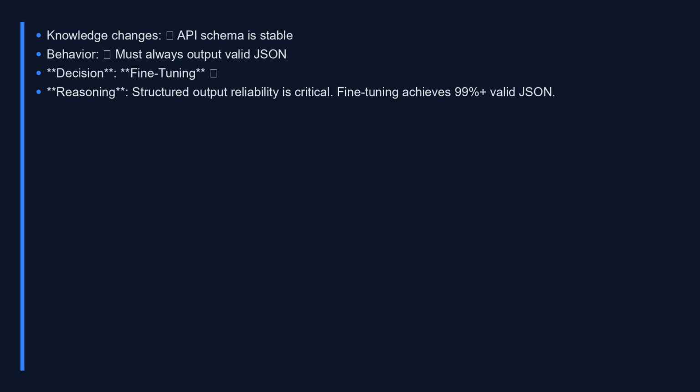Scenario 5. An API integration layer that converts natural language requests into JSON API calls. The API schema is stable. The non-negotiable requirement is that every single output is valid JSON, no exceptions, because malformed output breaks the downstream system. The decision is fine-tuning. Training on examples of correct JSON output pushes reliability above 99%. Prompting alone won't get you there consistently.